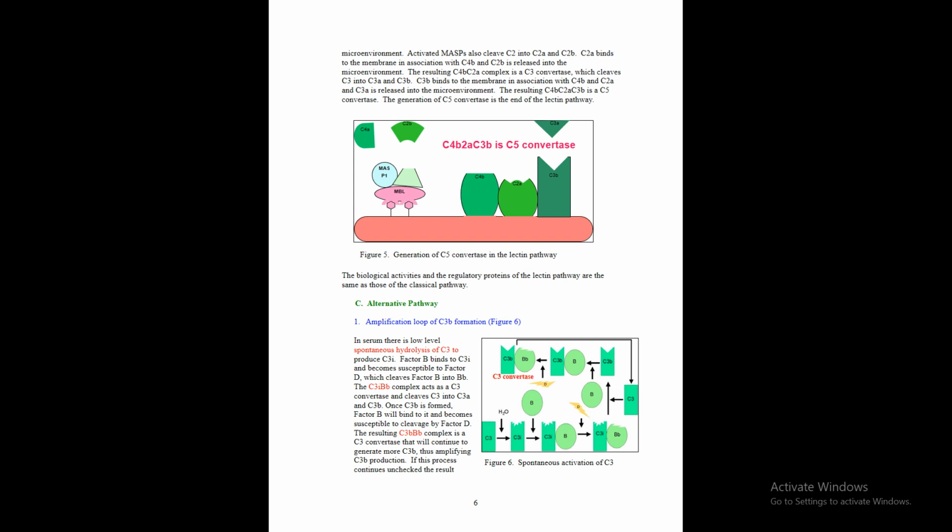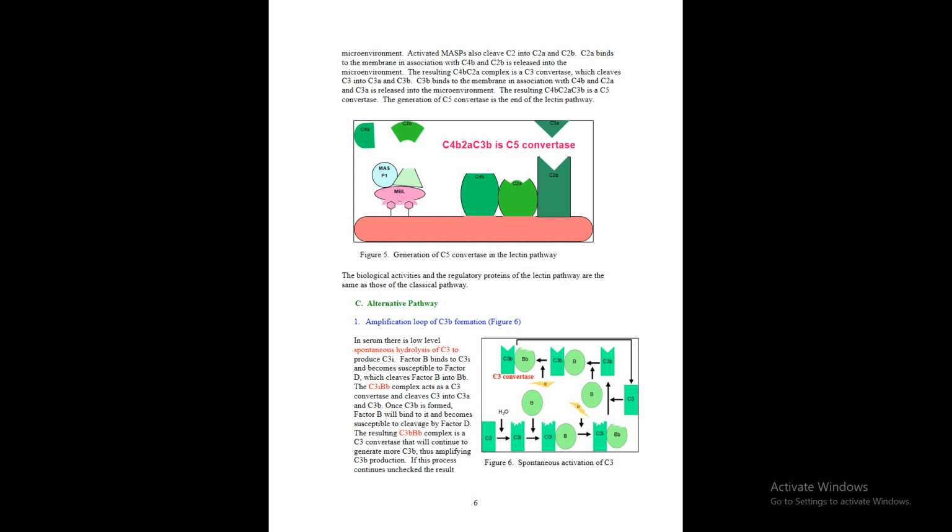The third one is the alternative pathway. It is an amplification loop of C3b formation. In serum, there is usually a low level of spontaneous hydrolysis of C3 into C3i. Factor B binds to C3i and becomes susceptible to factor D, which cleaves factor B into Ba and Bb. The C3i-Bb complex acts as a C3 convertase and cleaves C3 into C3a and C3b.